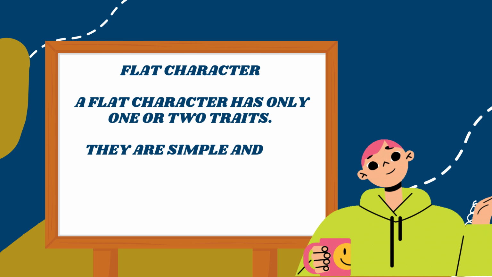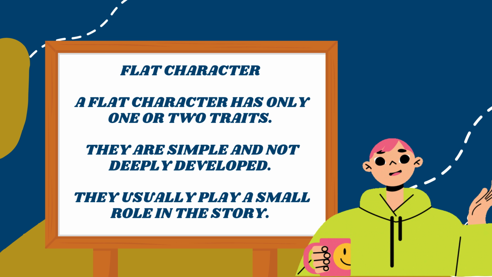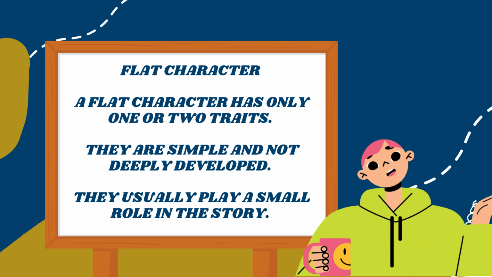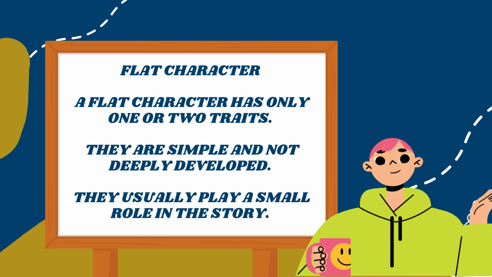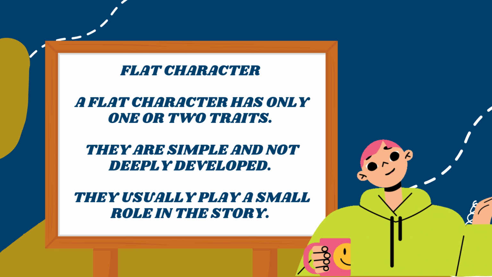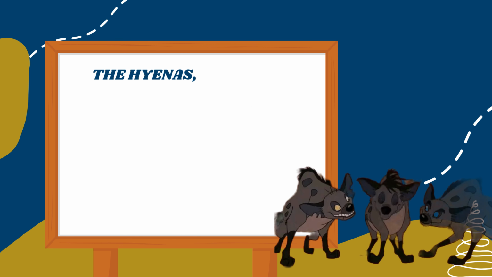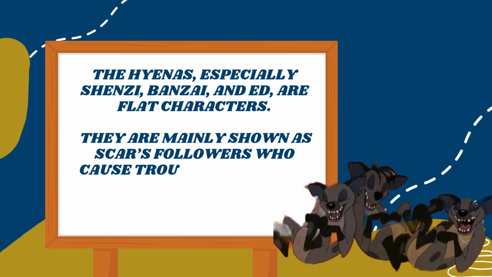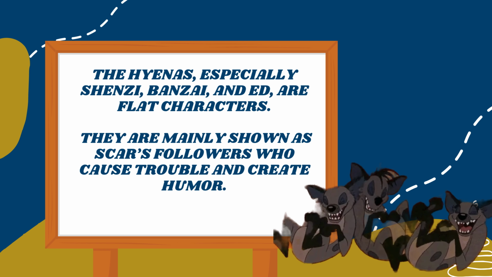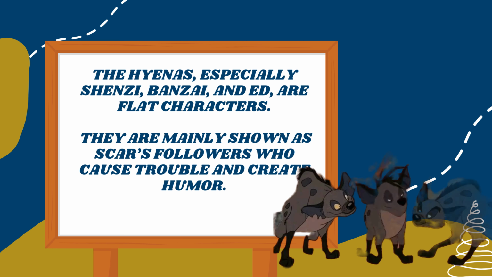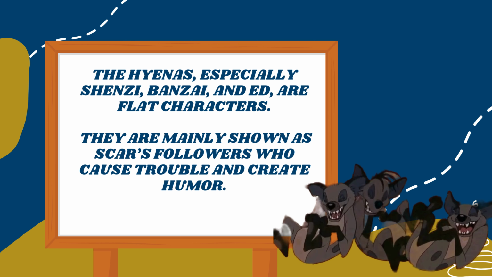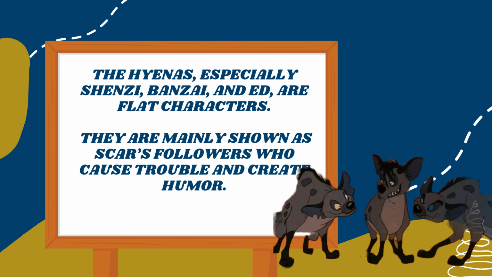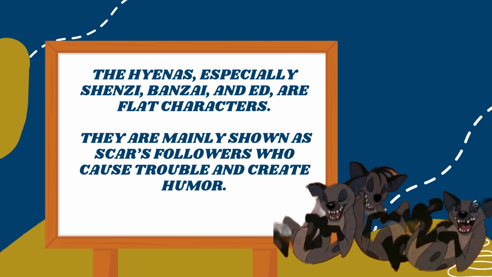Sixth, flat character. A flat character has only one or two traits. They are simple and not deeply developed. They usually play a small role in the story. For example, the hyenas, especially Shenzi, Banzai, and Ed, are flat characters. They are mainly shown as Scar's followers who cause trouble and create humor.